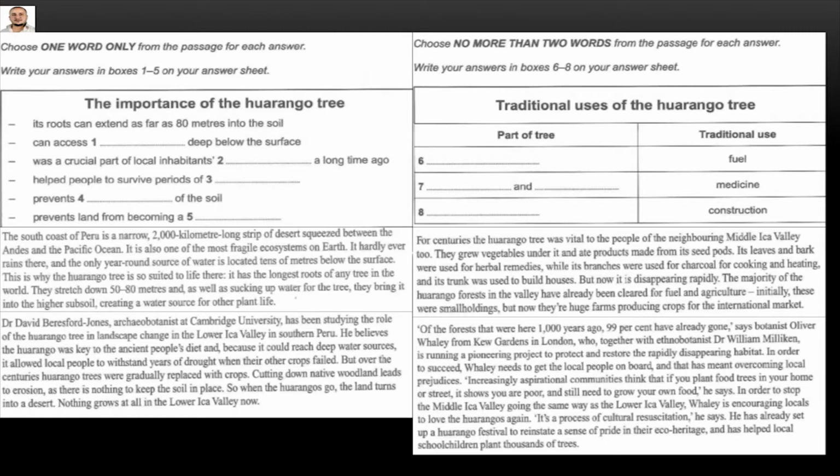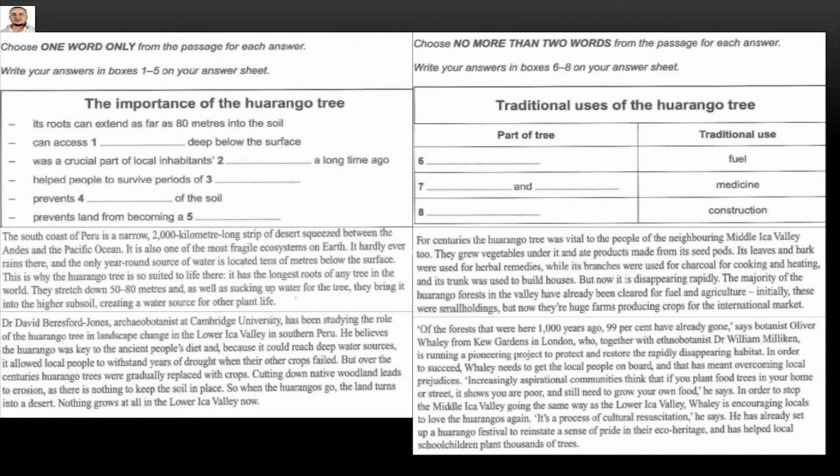We have two questions here, gaps, from 1 to 8. It says choose one word only. This is from 1 to 5 from the passage for each answer. Write your answers in boxes 1 to 5 on your answer sheet. The importance of the Harango tree. So, in the importance of Harango tree, you may find the answers in 1 or in 2 paragraphs.